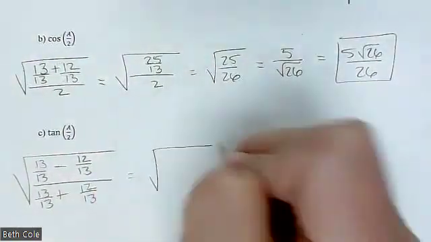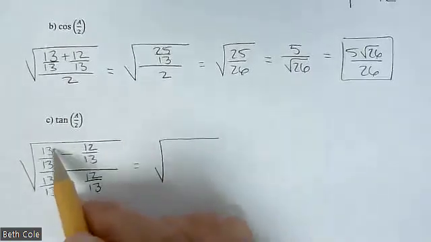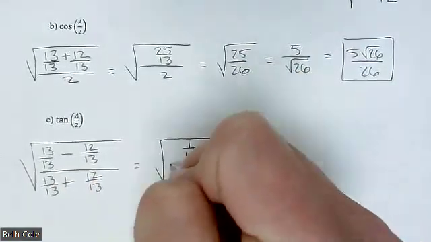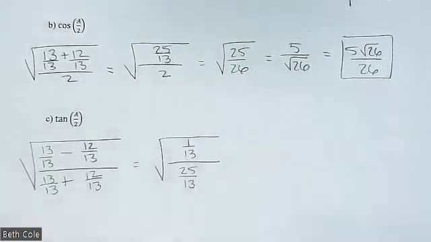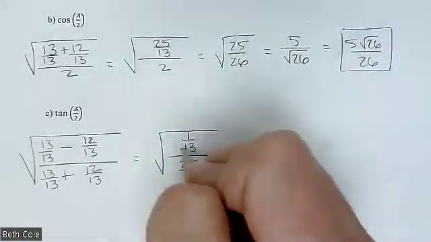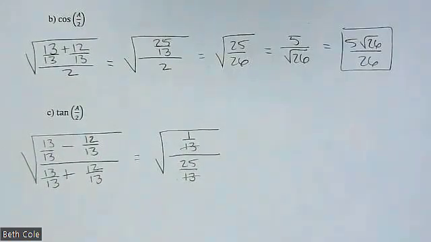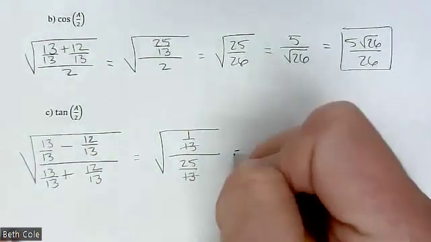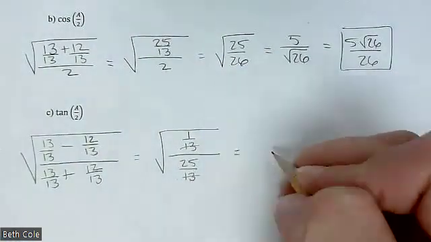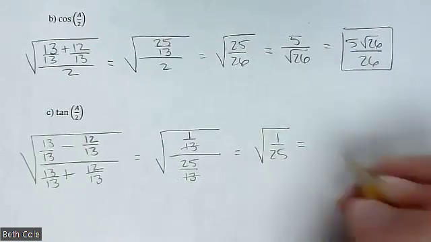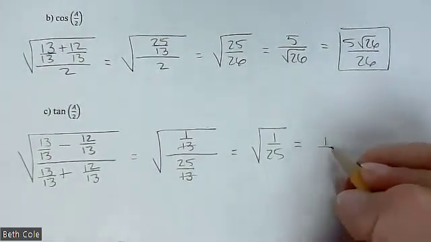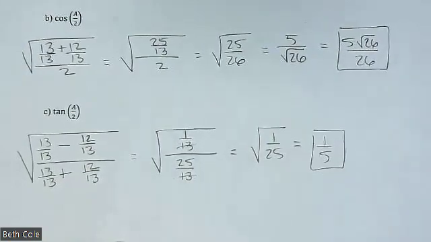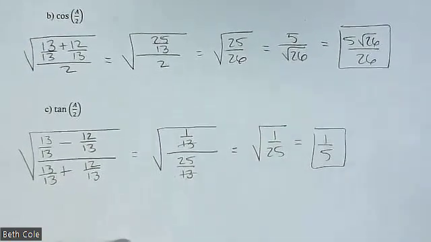Actually, I think this one will turn out better because we will get something to cancel. So this would be 1/13, and this would be, oh, this is gonna turn out better. 25/13, because now the 13ths will cancel out. So what's that gonna come out to? Yeah, well, it's square root of 1/25. 1/5. Perfect. Square root of 1 is 1. People forget about that one, but the square root of 1 is 1. Square root of 25 is 5.